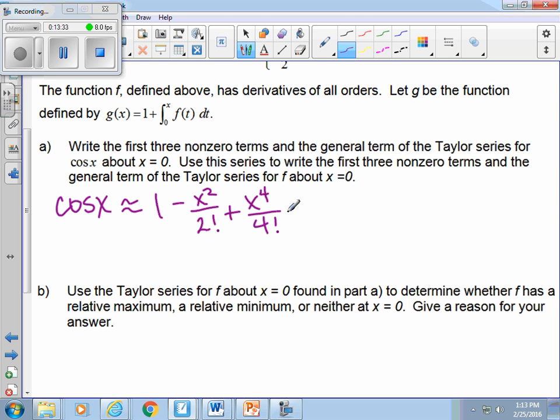That's the first 3 non-zero terms, agreed? And the general term. Now, if you don't have it memorized, let's think it through. When I plug in 1 for n, or you could start at 0, it doesn't matter. The general term can start at n equals 0 or n equals 1. It's whatever you make it to be. You know what I mean by that?